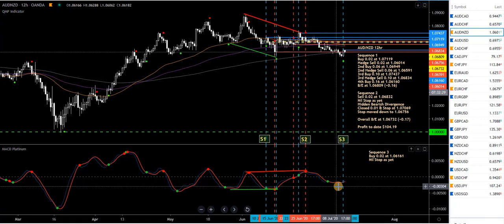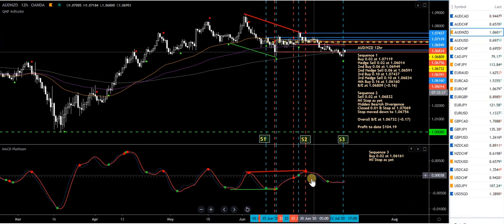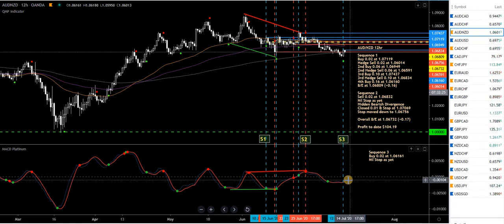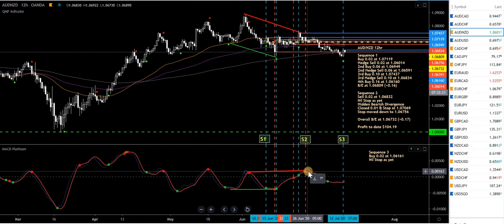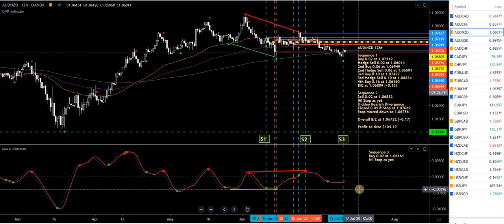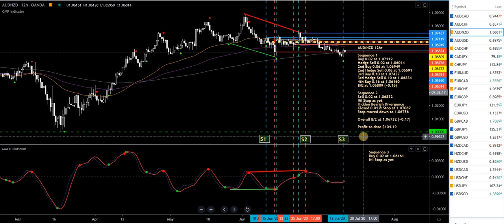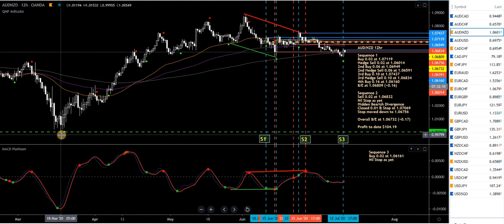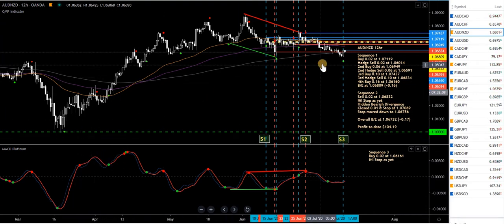And sequence 3, the MACD platinum's below the 0 level. That's why I started a new sequence. Generally, I'm looking to sell when the MACD is above the 0 level and buy when it's below the 0 level. This green line here is parity, 1.000. As you can see, price came down and touched it back in March.